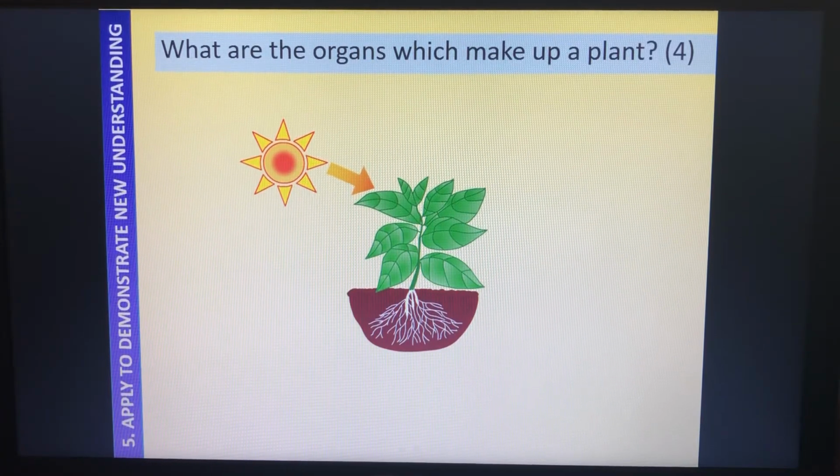So, what are the organs which make up a plant? Okay, so quick 4 marker. What are the organs which make up a plant? Now, an organ is defined as, and we did this in B1, a group of tissues working together. So the organs are the roots, the leaf, the flower, okay, and the stem. The roots, the leaves, flower, and the stem.